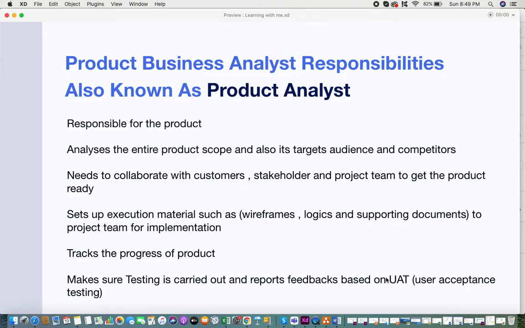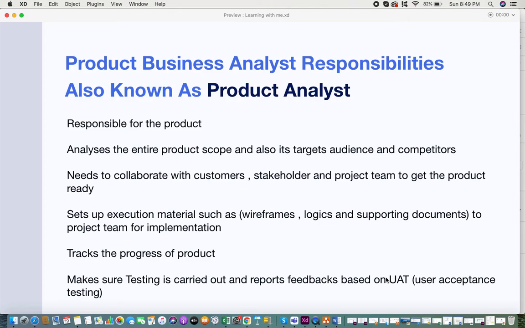Then another task that the product analyst does is set up execution material. This material can be wireframes, business logic or product logic, supporting documents, business rules, anything that the project team requires in order to implement the product. The next one is that the product analyst tracks the progress of the product.